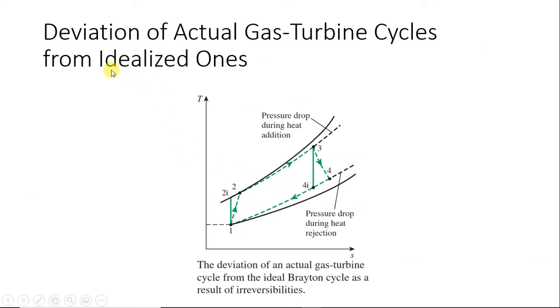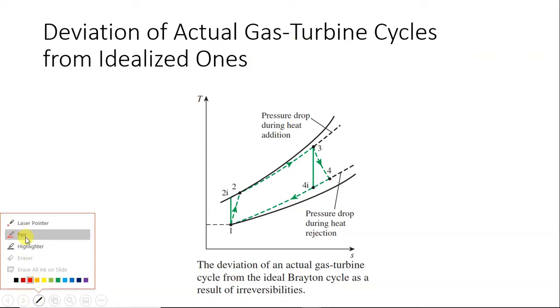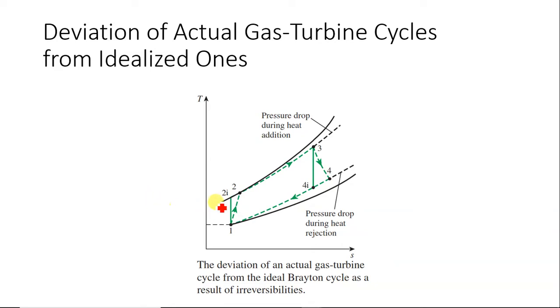Next, we will see the deviation of the actual gas turbine cycle from the idealized one. Now, if I want to draw the ideal gas power cycle, or Brayton cycle, it will be from 1 to 2i, then 2i to 3 will be at this location, then 3 to 4i you can see, and then 4 to 1.